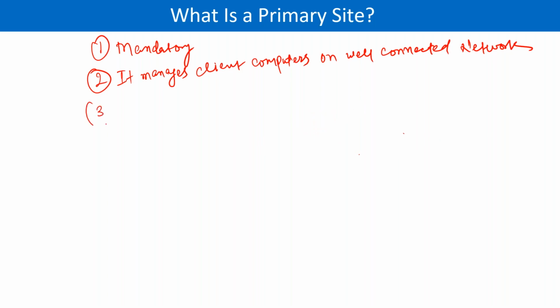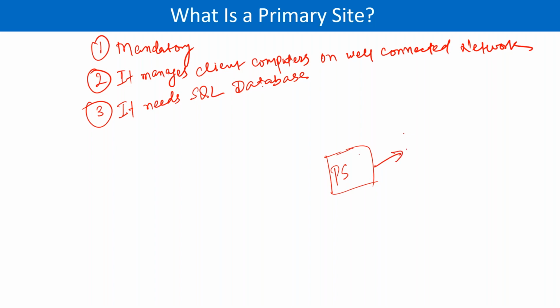Now, point number 3, it also needs an SQL database. SQL query language. So the primary site is going to store the data in the database. It will have a separate database, just like CAS has a separate database. The central administration site database is separate, and the primary site also has a separate database.